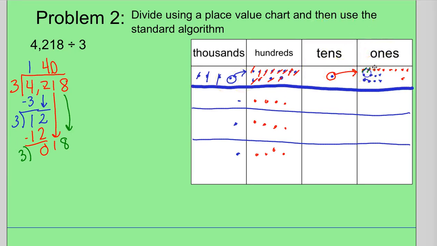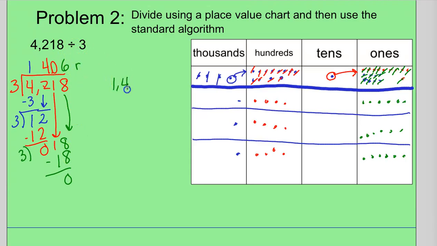So now I'm going to do 1, 2, 3. 1, 2, 3. 1, 2, 3. Hopefully you do a better job of keeping your array looking pretty. So each group got 6. 18 divided by 3 is 6. 6 times 3 is 18. Subtract. And I have a remainder of 0.